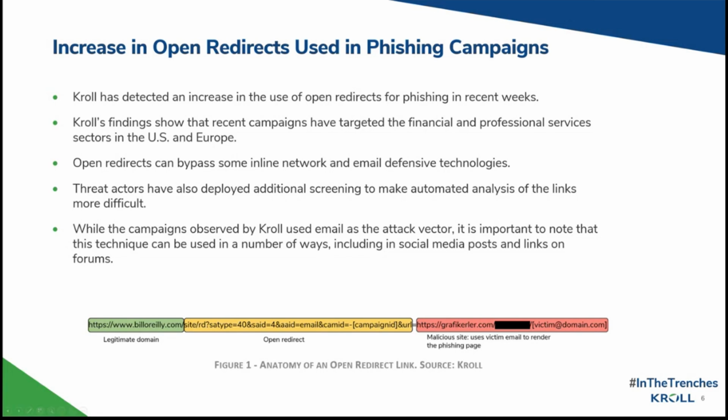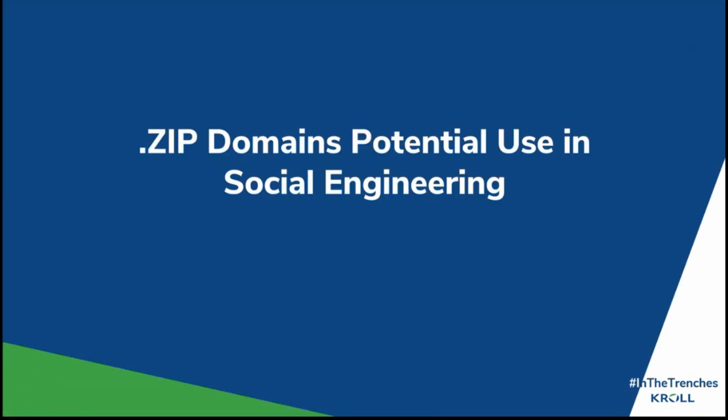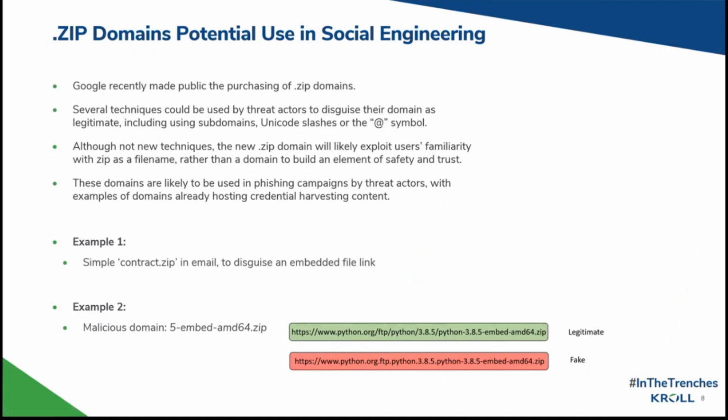So just to go on to my next topic, which is the zip domains, which you may have seen and talked about recently. Google recently introduced new top-level domains that are available for purchase and registration, and two of interest were .zip and .mov. Zip is the one I'm really focusing on today, as these are shared with file extensions, and this could potentially lead to them being used across social engineering, particularly in phishing.